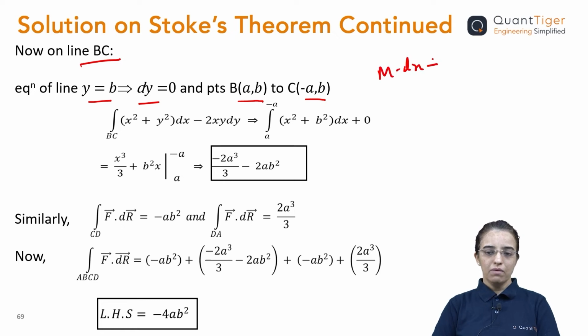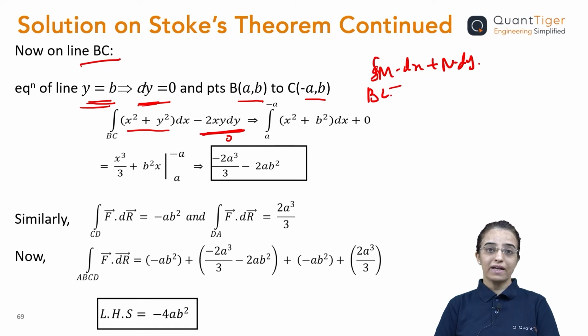This M dx plus N dy I will be taking along this line, along this BC. So M की value मैंने again I have substituted here x square plus y square, that is from the given F vector function. N की value minus 2xy I have substituted here. Now y की वैल्यू जो लिखनी है यहाँ पे along side BC के, y की वैल्यू b है और dy की वैल्यू 0 है. Since dy is 0, this whole term will become 0 क्योंकि dy is equal to 0.